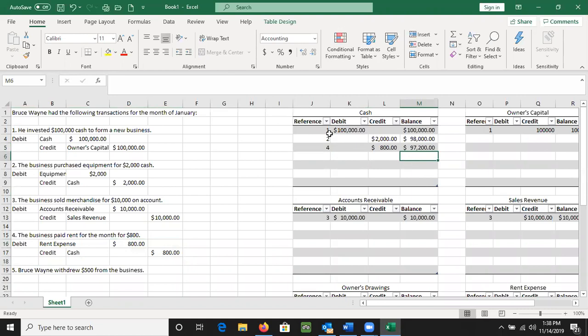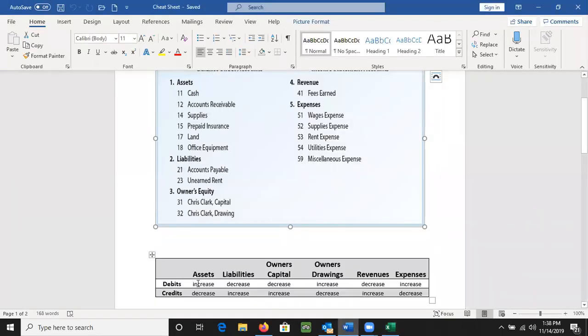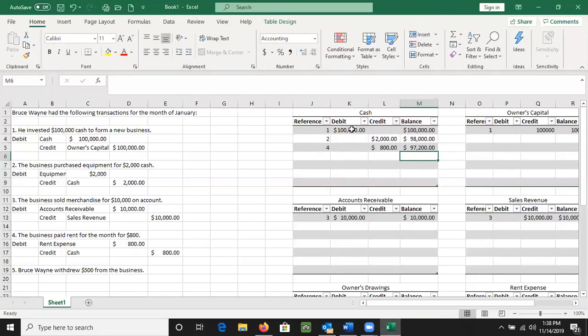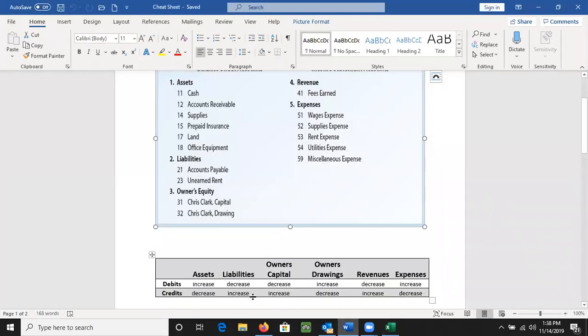Real quick, before I post rent expense, how do we know if a debit increases or a credit decreases these accounts? It's the same as on this chart. For any asset, whenever it's debited, its total value increases. So this $100,000 was positive. Whenever an asset is credited, its value decreases. That's why all of these are bringing down the value of cash. When you look at the cheat sheet, the opposite is true for liabilities. If we had a liability, debits would decrease the total balance, while credits would increase it, and so on.